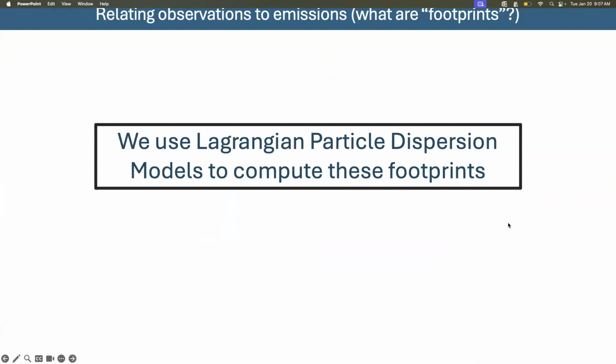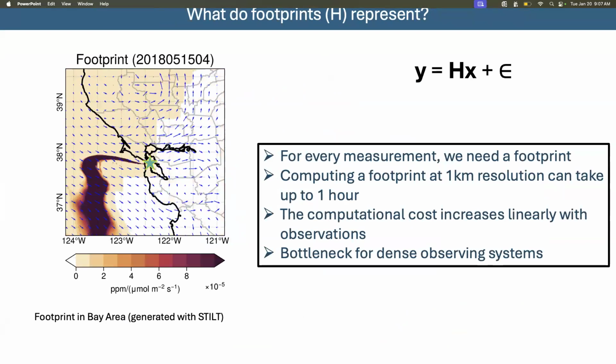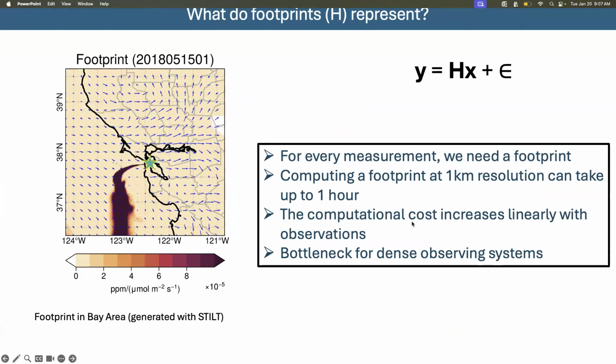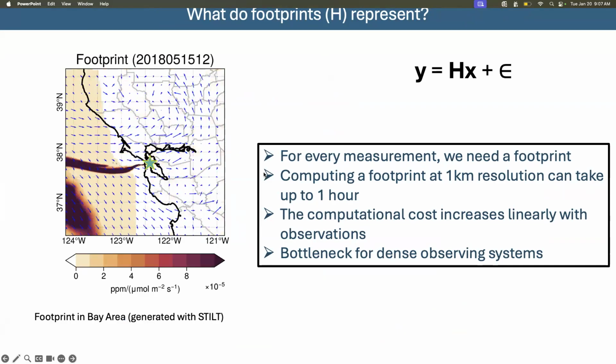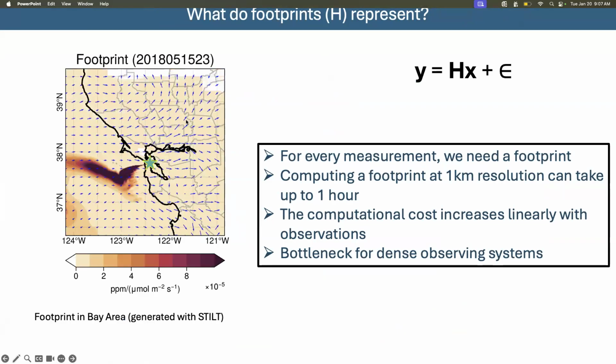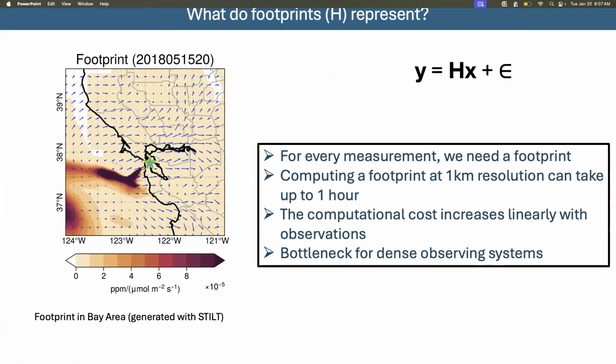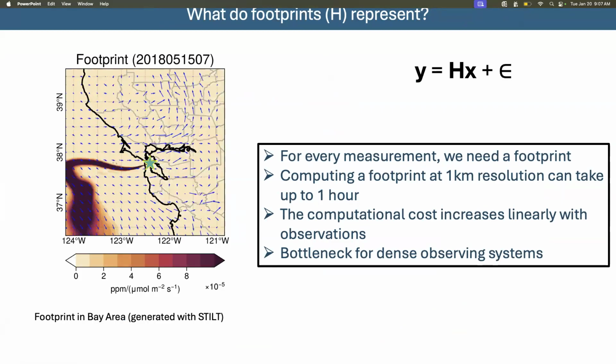We typically use Lagrangian particle dispersion models to compute these footprints, and these footprints are sensitive to the region upwind as well as the input meteorology. However, the input meteorology can change with time, right? So do these footprints. Here I'm showing how a footprint for a single location can change throughout the day. You can see there are significant changes because the meteorology changes throughout the day.